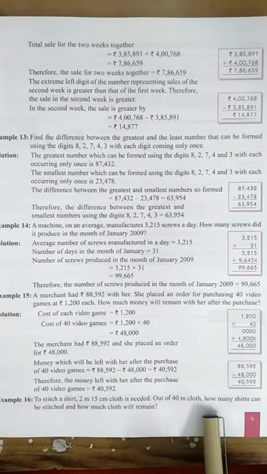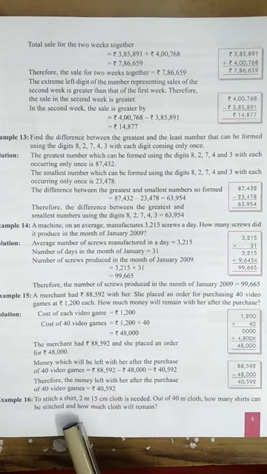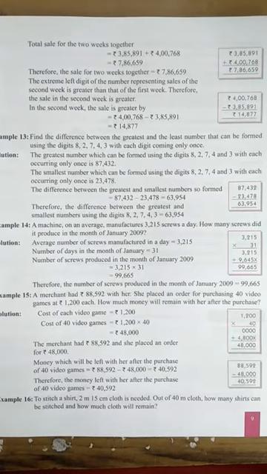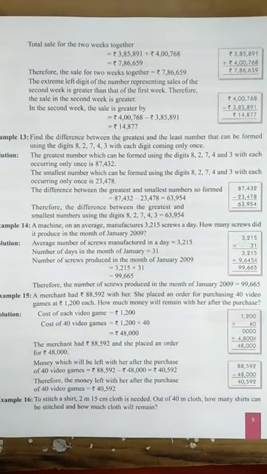Next is, to stitch a shirt, 2 meter 15 centimeter cloth is needed. Out of 40 meter cloth, how many shirts can be stitched and how much cloth will remain? Now, what is given is that we want to stitch only one shirt. For this, we need 2 meter 15 centimeter cloth, and total cloth is 40 meter, and we have to find how many shirts we can stitch and how much cloth will remain after stitching the shirts.